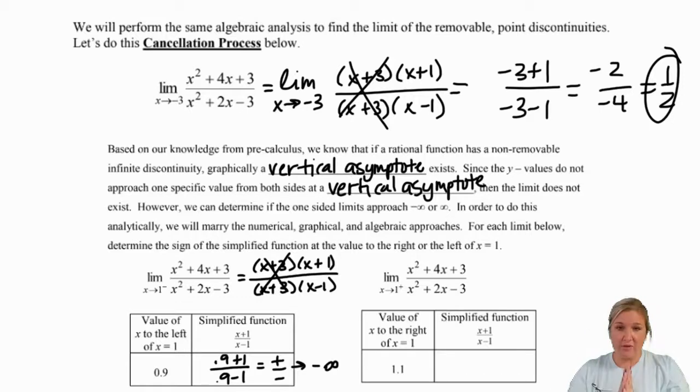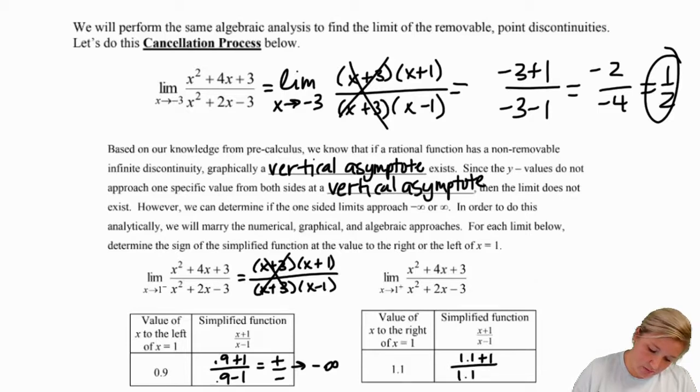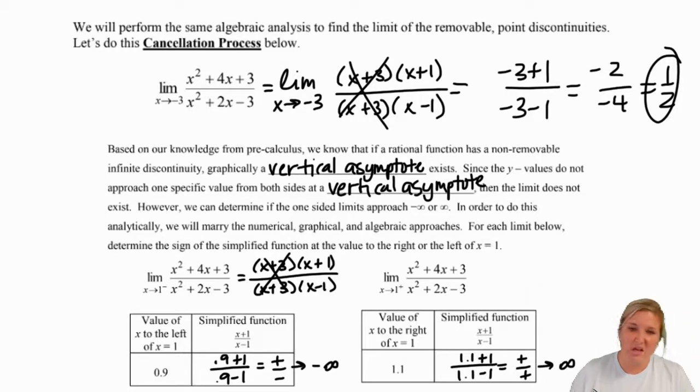So for the simplified form, pick a value to the left. It's going to approach negative infinity. And then when we pick a value to the right, slightly bigger than 1, if you get a positive over a positive, then this is going to be positive infinity. So anytime you have a negative anywhere, it's going to be negative infinity. If you have both positives, it's going to be positive infinity. If you have both negatives, it'd be positive infinity as well.